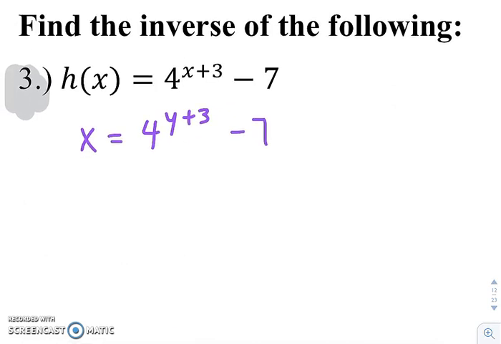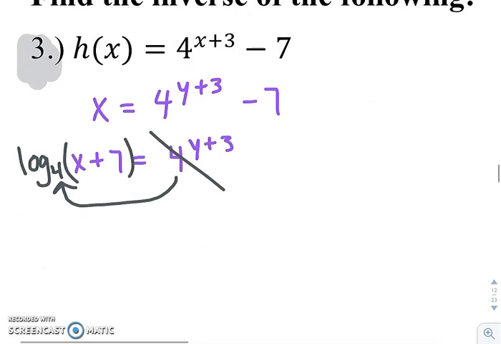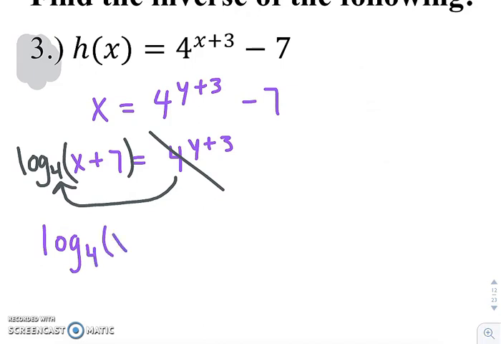But you're just going to undo our steps here. So we're going to add the 7. x plus 7 equals 4 to the power of y plus 3. To undo an exponential base, we take that base over to the left-hand side, and it now becomes a log base 4 of whatever was over there. That undoes that base 4, and what comes down is just the y plus 3. The more you do these, the more you will get a hang of them. So log base 4 now of x plus 7 equals y plus 3.